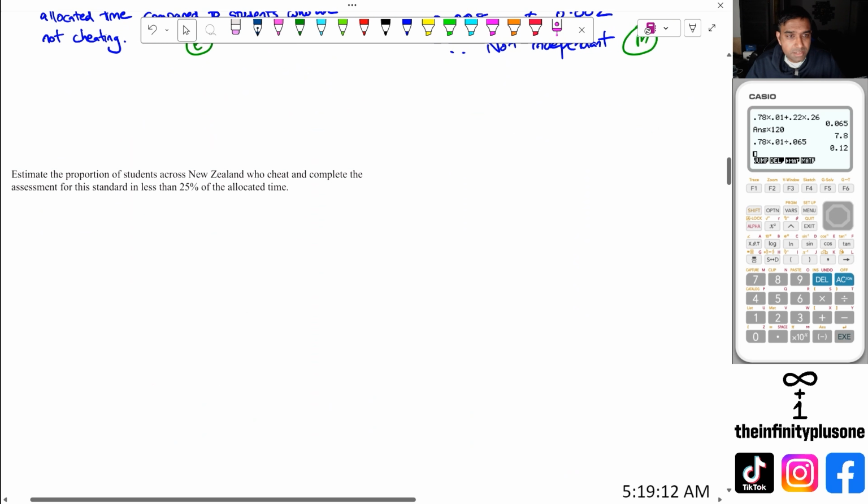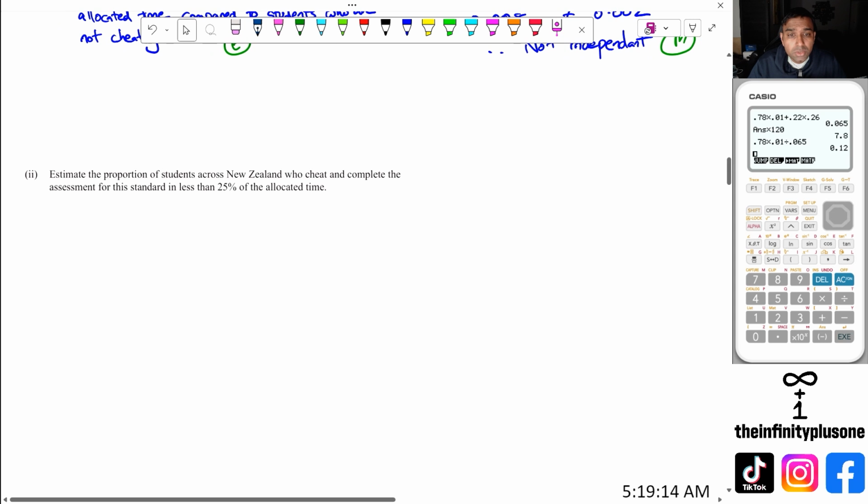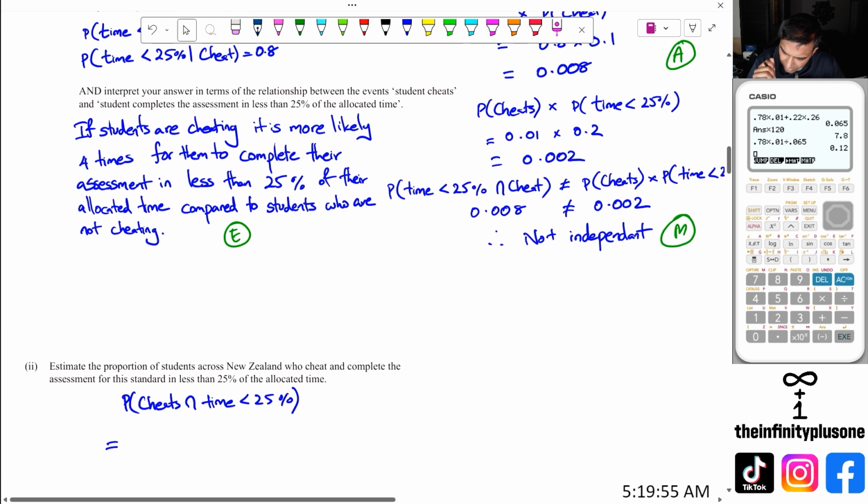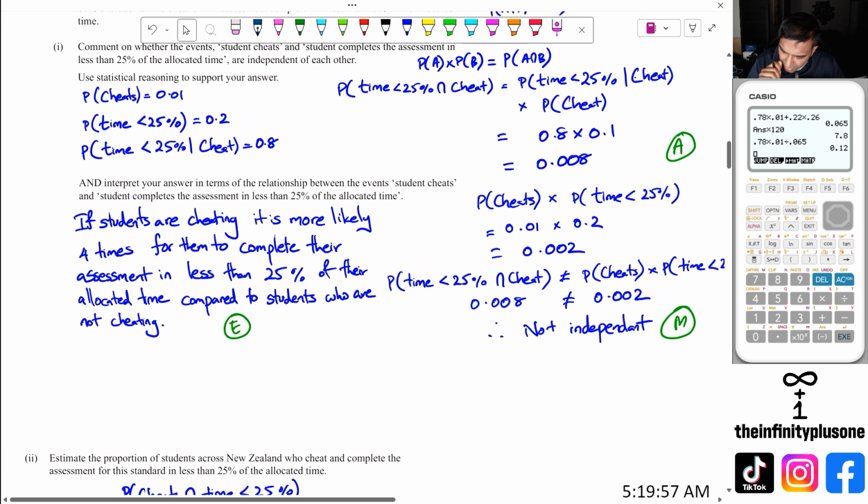What we have is estimate the proportion of students who cheat. So that's the probability of cheats and complete the assessment for the standard in less than 25%. I think we already found this in the previous question as 0.008. Yeah, I think we have found this, because we actually did this in the previous question right at the top there.